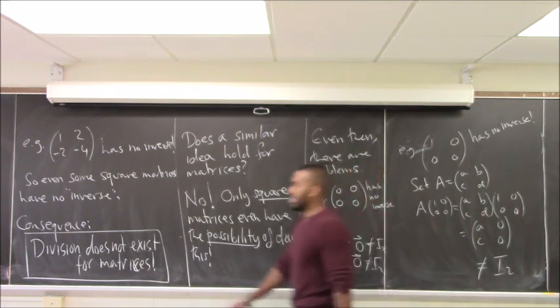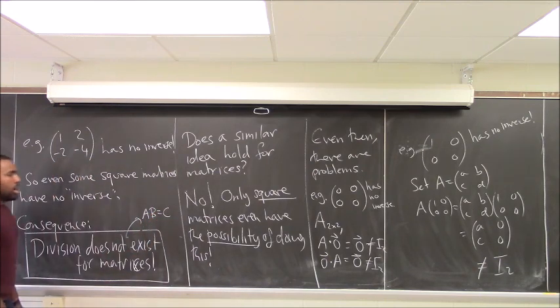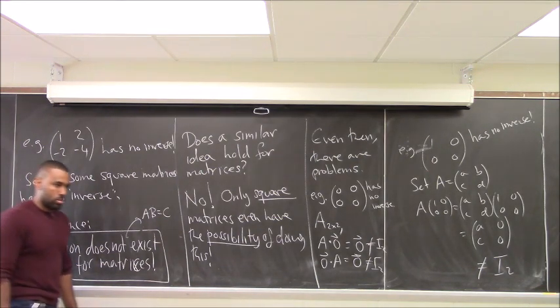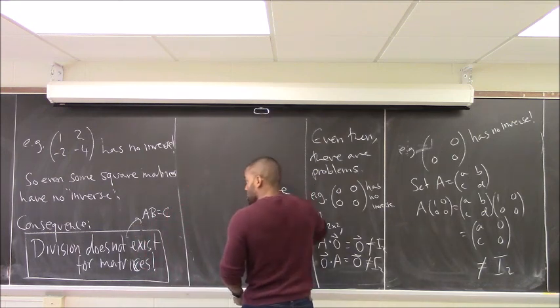So if you see a matrix equation, A times B equals the matrix C, and you want to solve for the matrix B, can I divide both sides by A? No, division isn't a thing anymore. That'll work with numbers, it's not going to work with matrices.